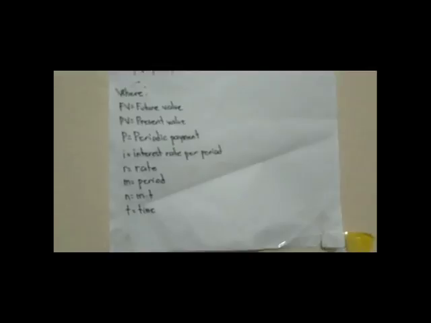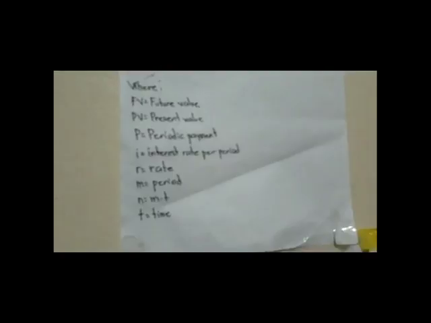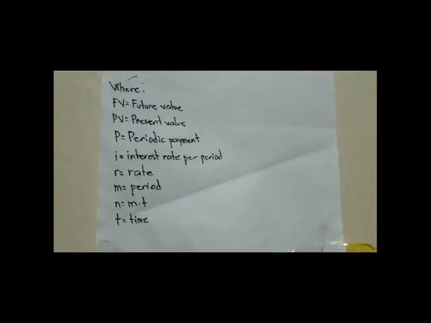To easily understand these equations, let me discuss the legends. FV is equal to future value. PV is equal to present value. P is equal to periodic payment. I is equal to interest rate per period. R is equal to rate. M is equal to period. N is equal to M times T. And T is equal to time.